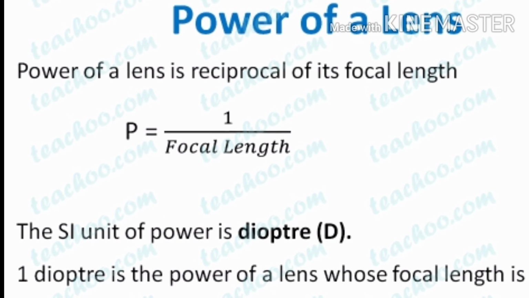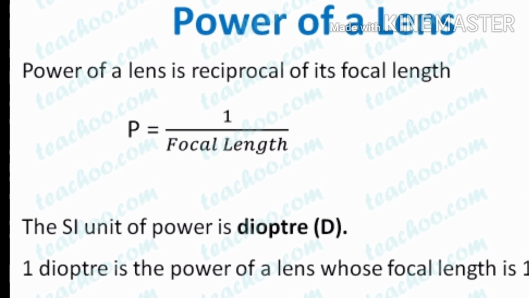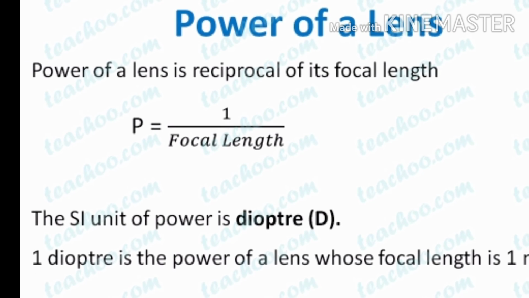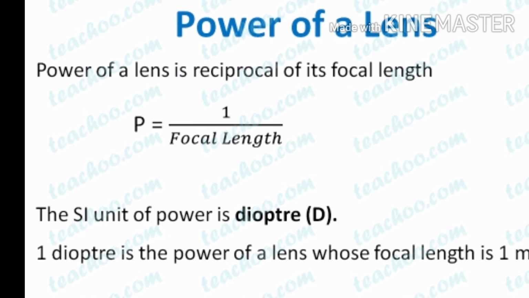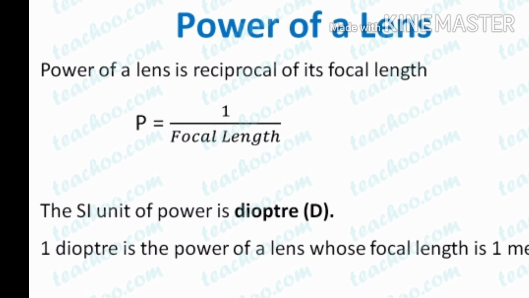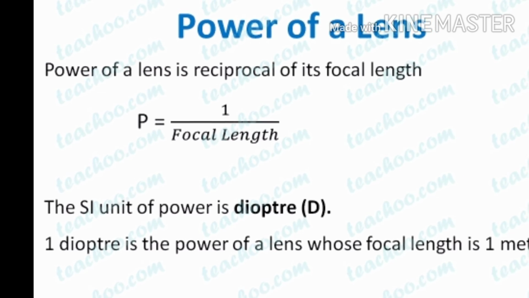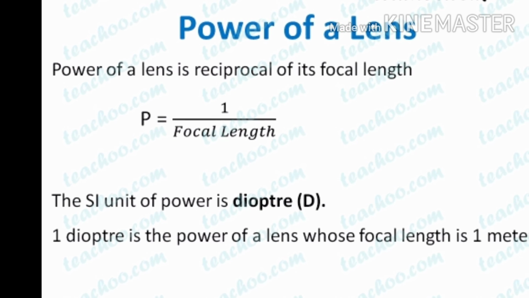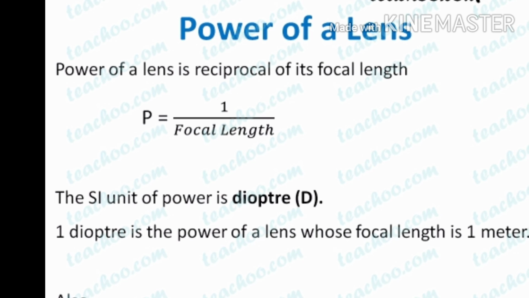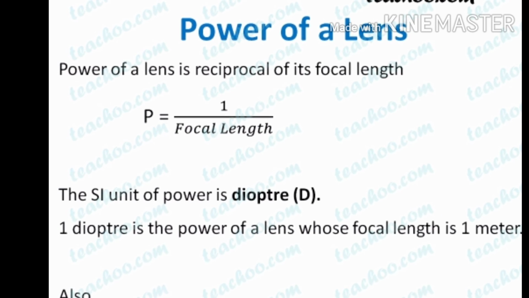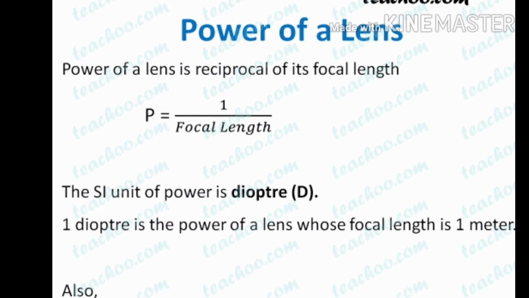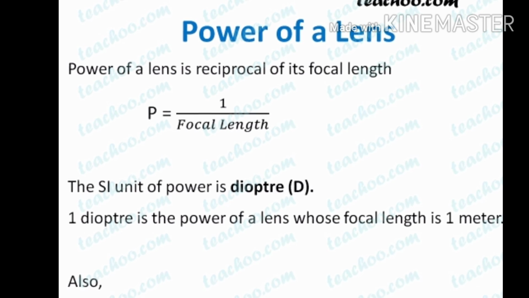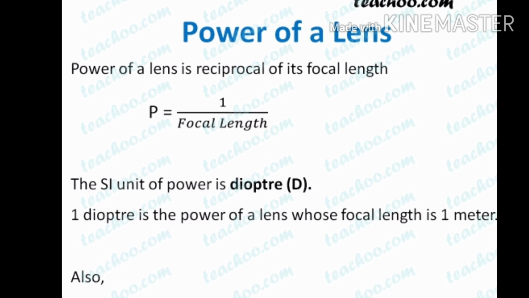You have already learned that the ability of a lens to converge or diverge light rays depends on its focal length. A convex lens of short focal length bends the light rays through large angles by focusing them closer to the optical center. Similarly, a concave lens of very short focal length causes higher divergence than one with longer focal length. The degree of convergence or divergence of light rays achieved by a lens is expressed in terms of its power. So power of a lens is the reciprocal of its focal length.